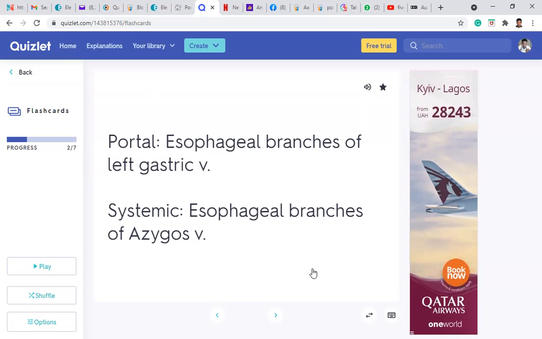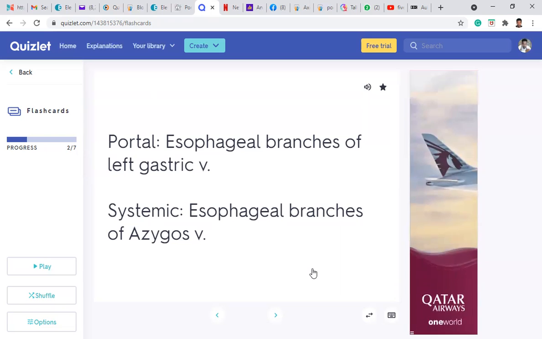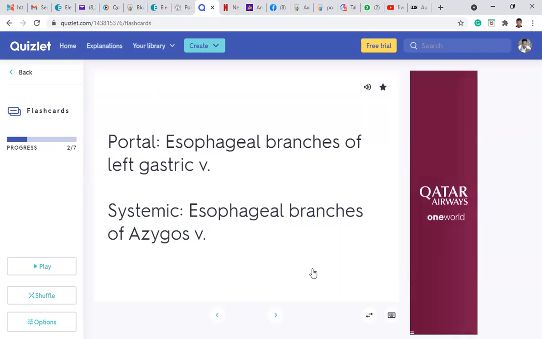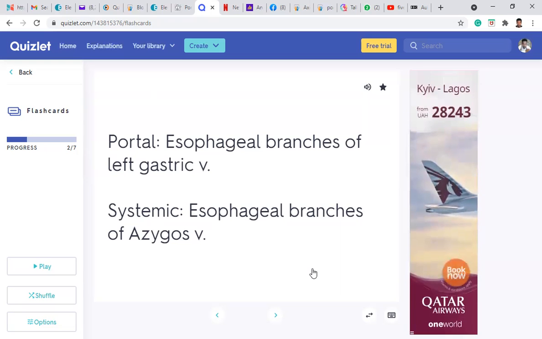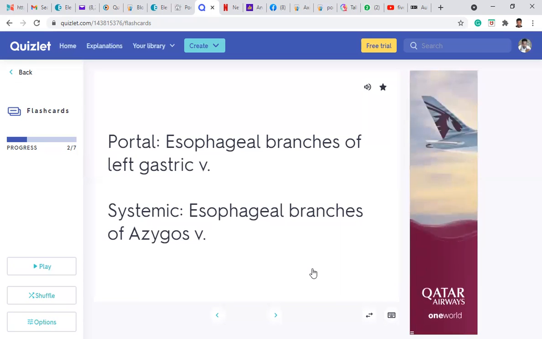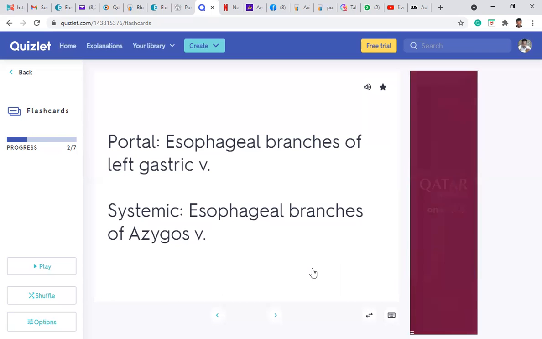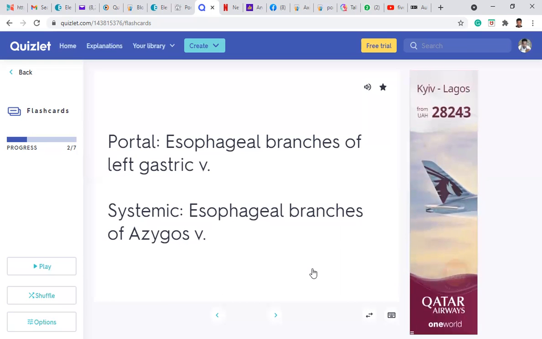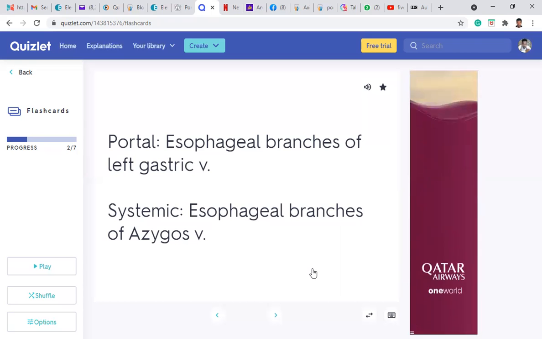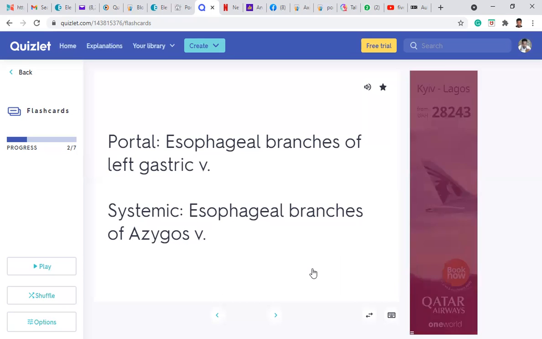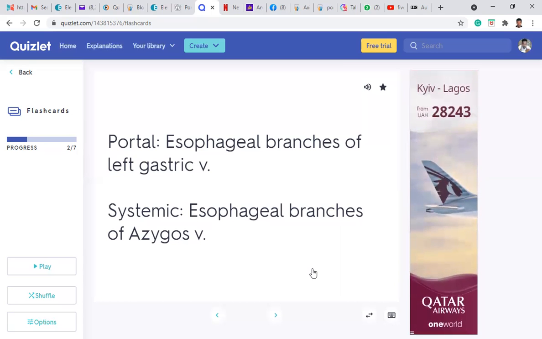Then pre-sinusoidal cause of portal hypertension will be portal venous thrombosis. So thrombosis of the portal vein. That is before you get to the liver. So pre-sinusoidal or pre-hepatic cause of portal hypertension. So blockage of the portal vein. Then post-sinusoidal, or what you could say post-hepatic or suprahepatic, is after the liver. So hepatic vein thrombosis, which is Budd-Chiari syndrome.